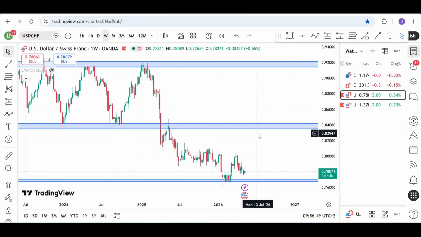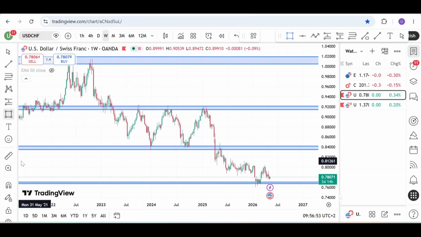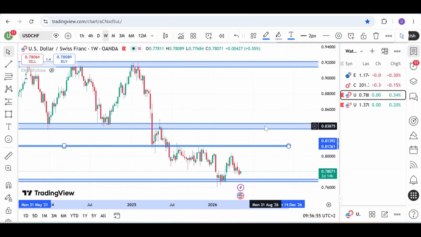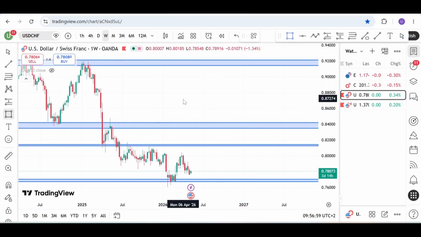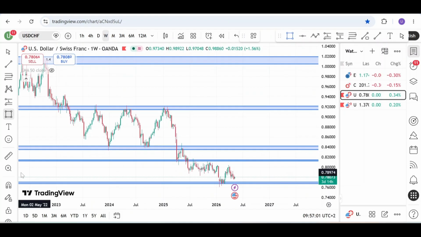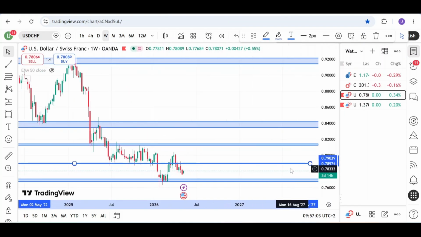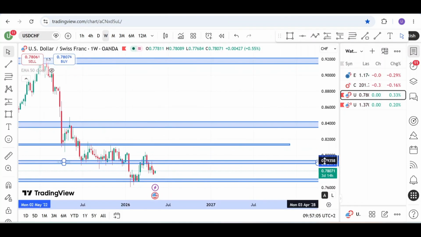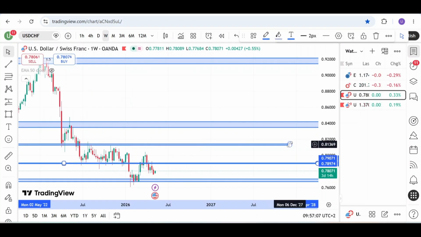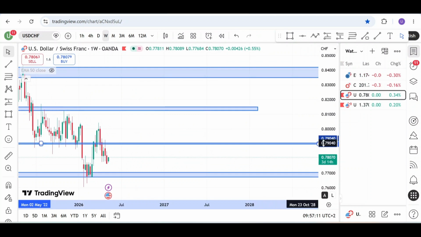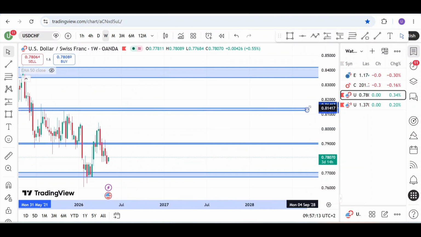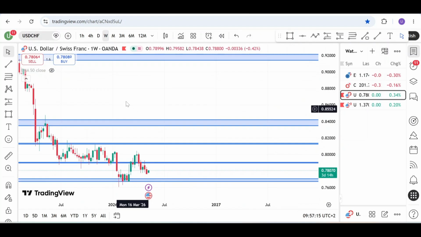Okay, now as we can see, that's what I have been saying. We are in a downtrend because we are seeing a lower low and a lower high here. Okay, this is another zone here. Currently we are still in a downtrend. How are we in a downtrend?